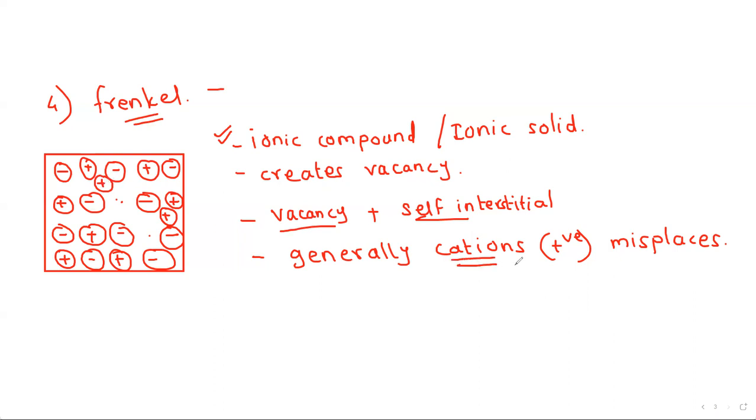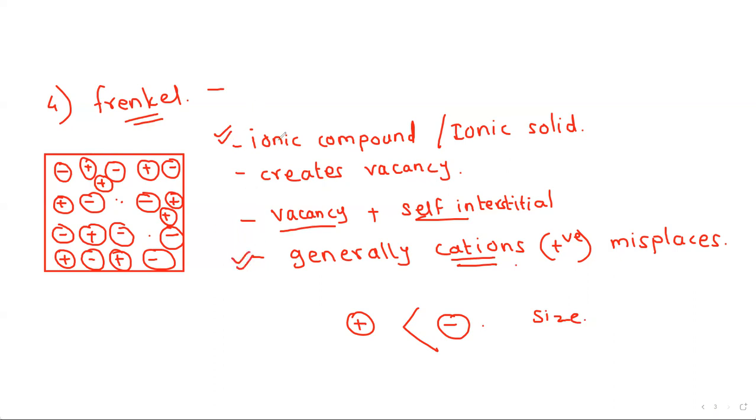And why generally cations? Because if we compare the size of cations and anions, generally the size of anions is much larger than the size of cations. So it is easier for cations to move from their original position and be placed interstitially. So this is a very important point.